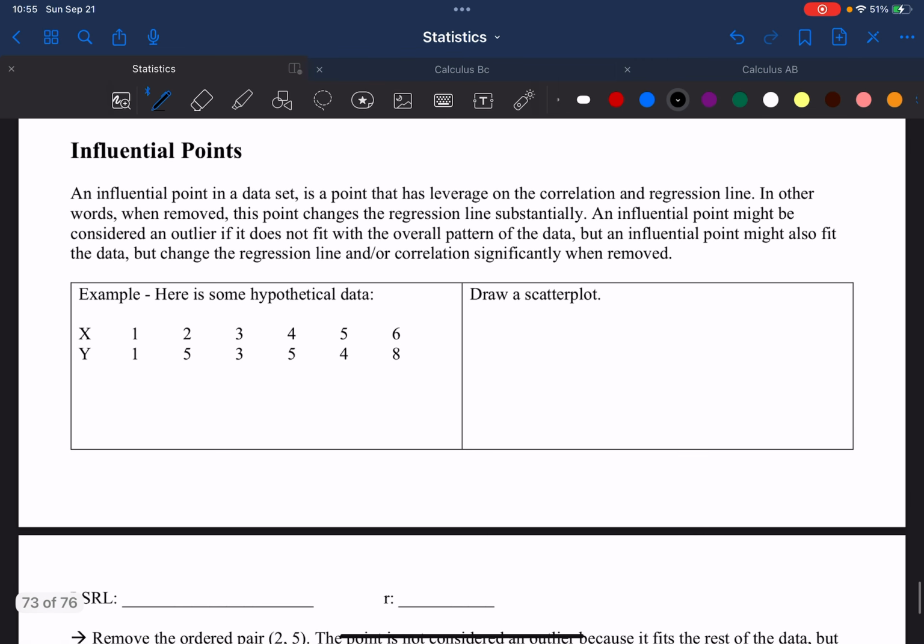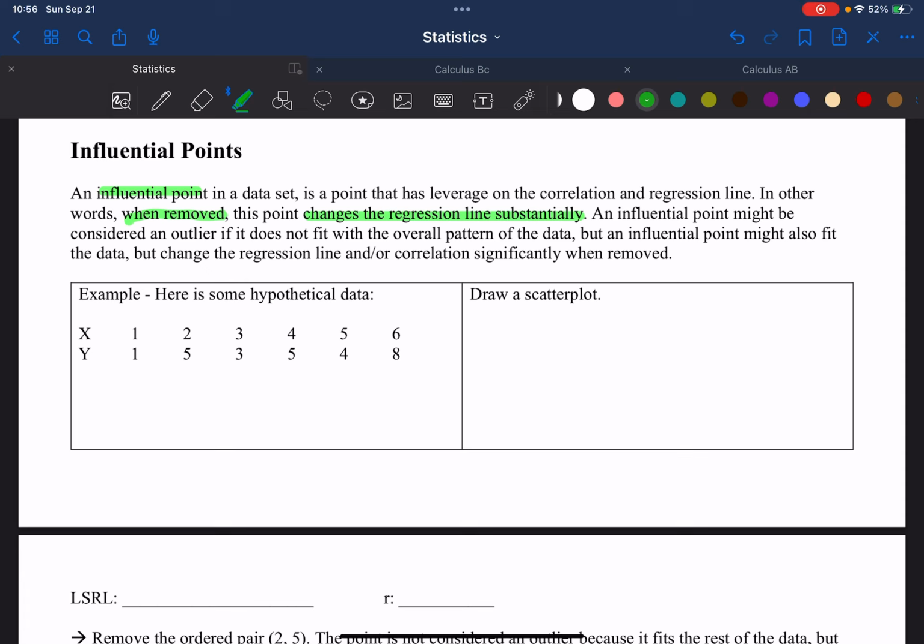Influential points. So an influential point in a data set is a point that has leverage on the correlation and regression line. In other words, when removed, this point changes the regression line substantially. So influential point, when removed, changes the regression line substantially. Okay. An influential point might be considered an outlier if it does not fit the overall pattern of the data, but an influential point might also fit the data.